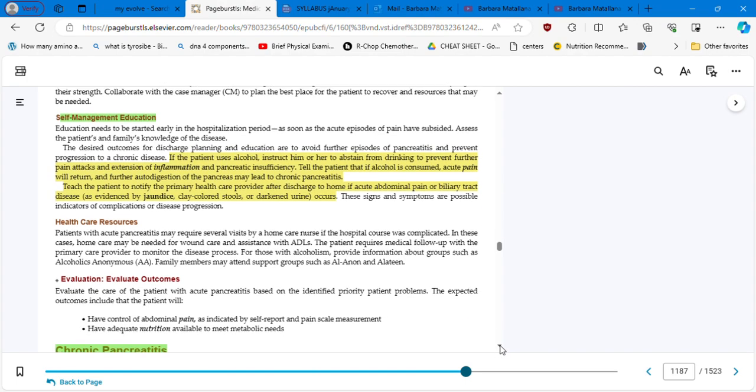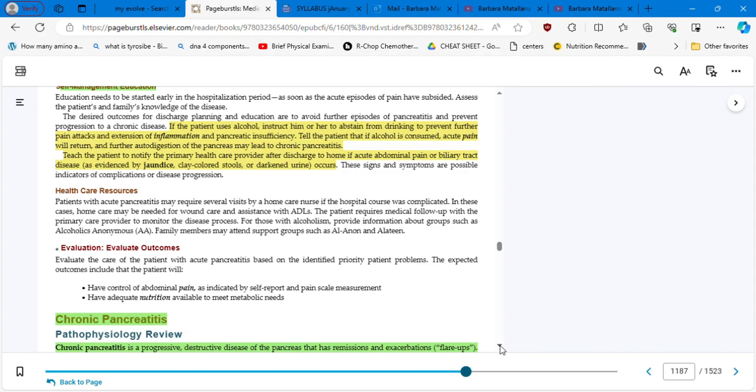Self-management education. If the patient uses alcohol, instruct him to abstain from drinking. We don't even need to mention this because we know the causative agent. Teach the patient to notify the primary healthcare provider after discharge to home if acute abdominal pain or biliary tract disease, as evidenced by jaundice, clay-colored stools, or dark urine, occurs. So when the patient goes home, double check on jaundice, the clay-colored stools, or darkened urine.